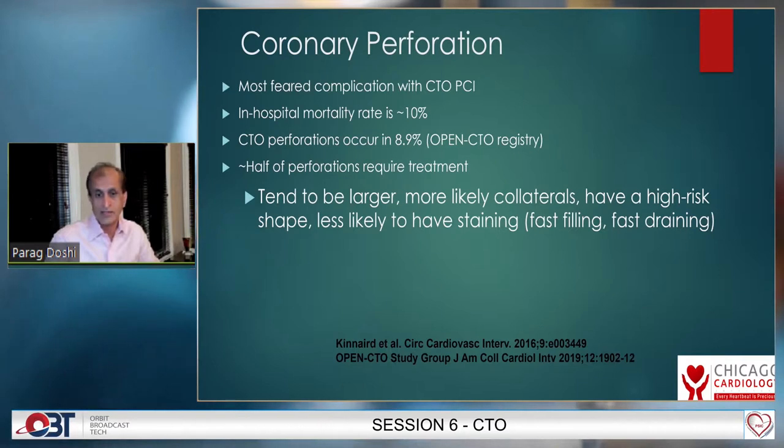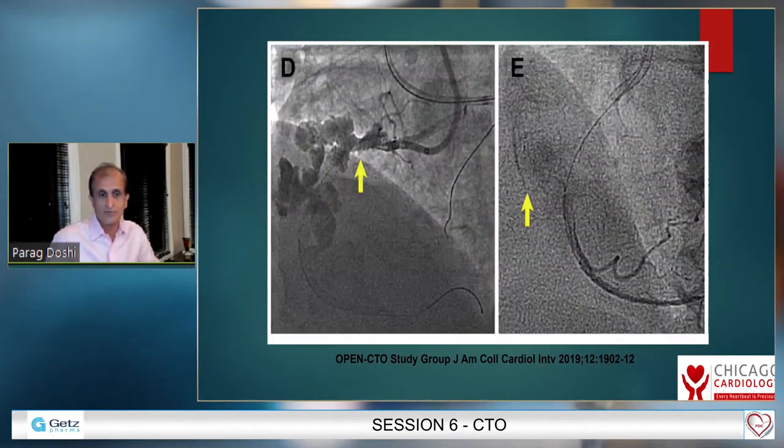They're more likely collaterals, especially epicardial collaterals. They have a high-risk shape and are less likely to leave a persistent stain. So they fill fast and they drain fast, and that's why they're more dangerous. This is an example of two high-risk shapes that we put out in a paper based on the OPEN CTO trial. Two of the most dangerous shapes that we found: one we called the balloon shape. When you see this shape, it is many times associated with a higher risk of hematomas and death. And there is also this free-floating, cloud-like shape, where you know it's going back and forth.